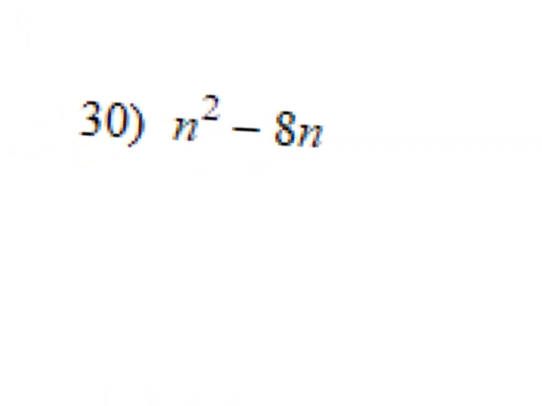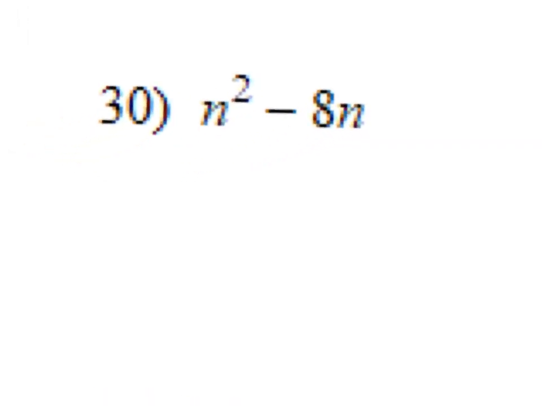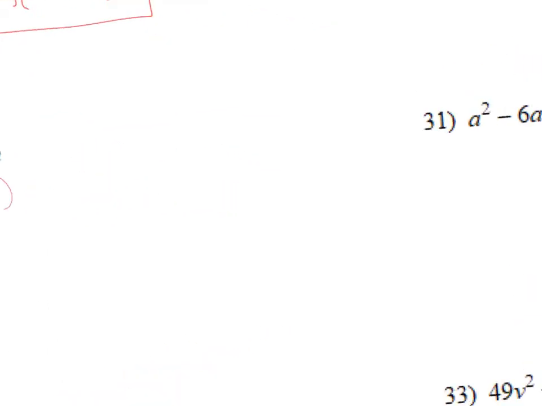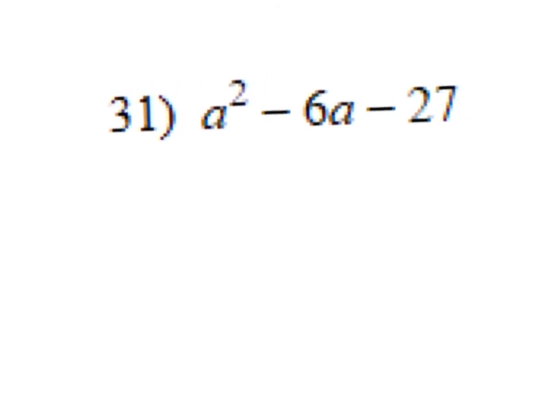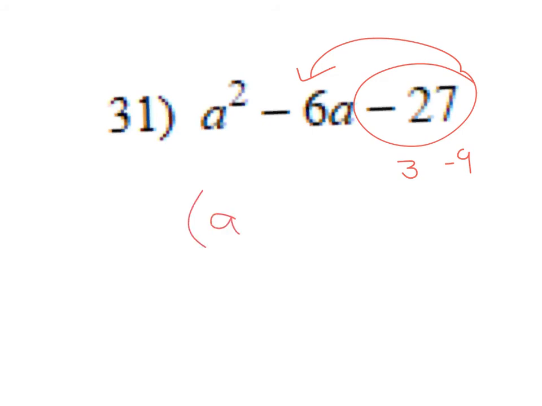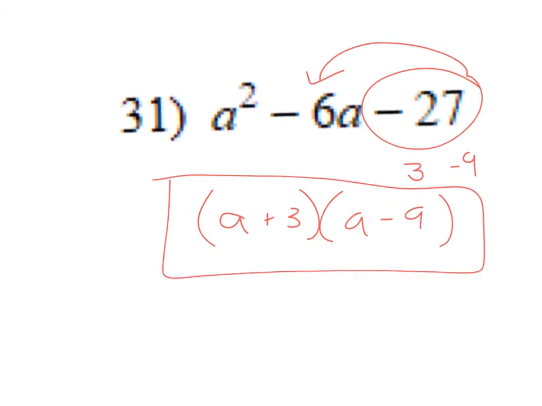Okay, on this one, again, this is just another GCF, so pull out an n, and you get n minus 8, and that's your final answer there. Okay, on this guy, we are looking for factors of negative 27 that get us negative 6, so 3 and 9, and then if I make that 9 negative, that will get me that negative 6 I'm looking for in the middle. So I've got a plus 3 and a minus 9 as my answers there.